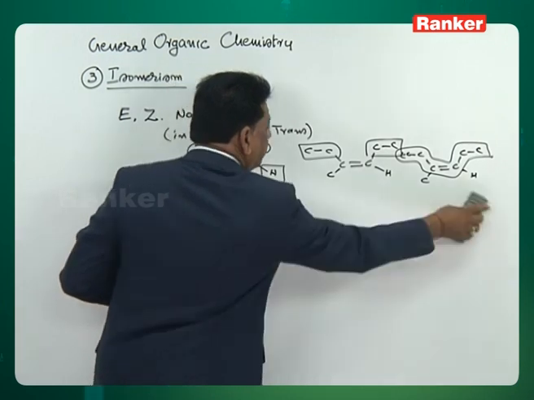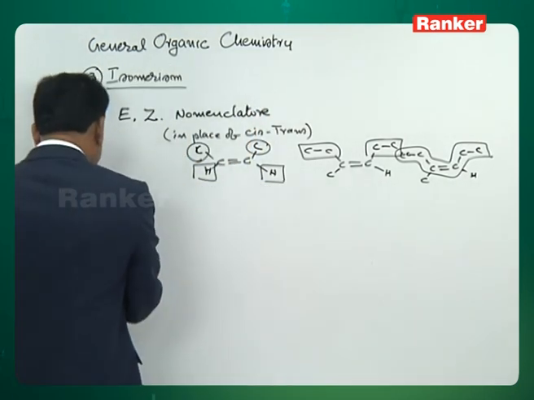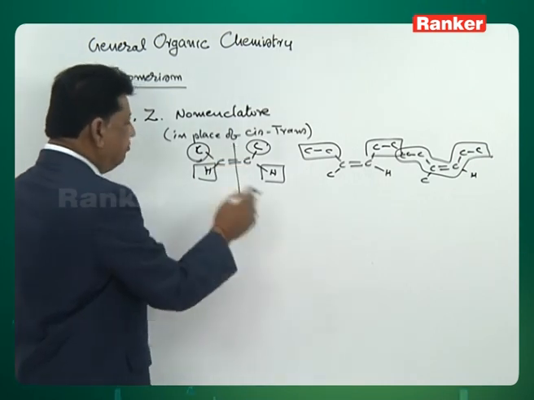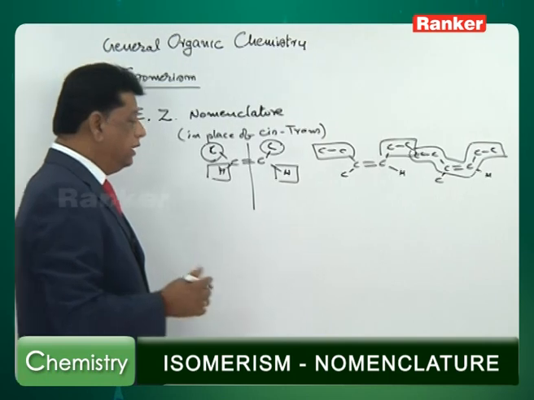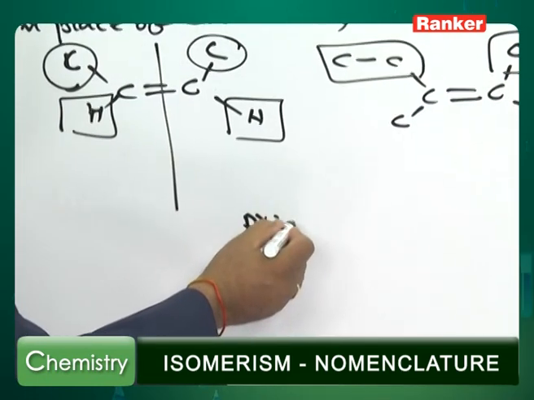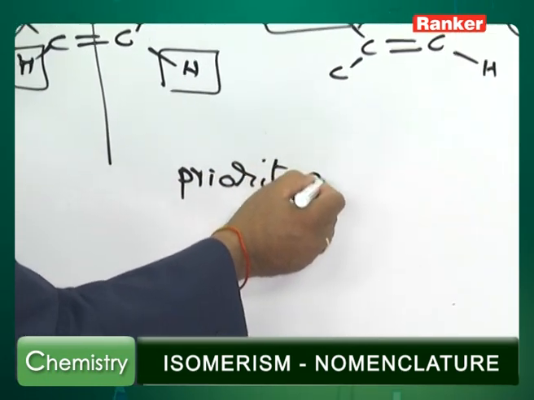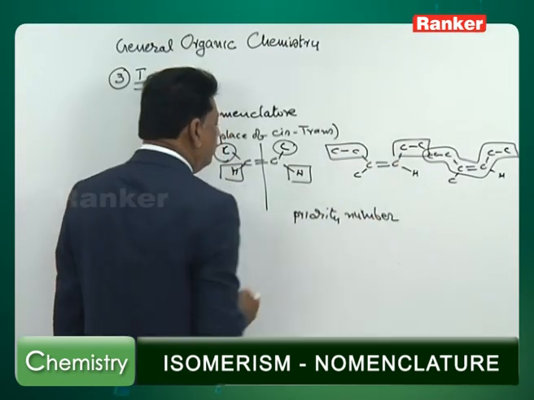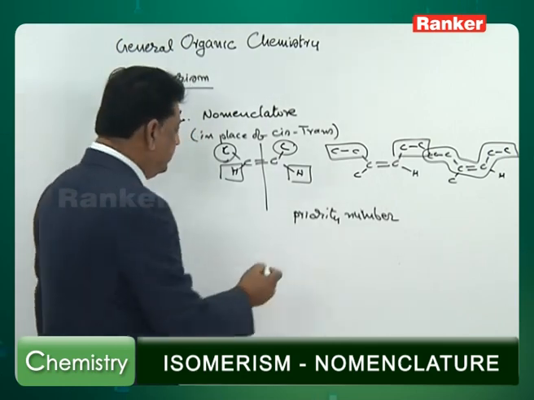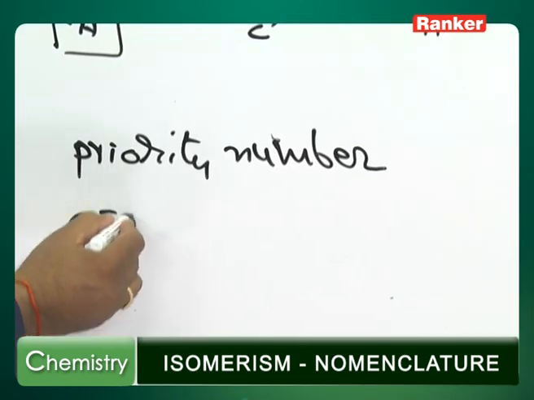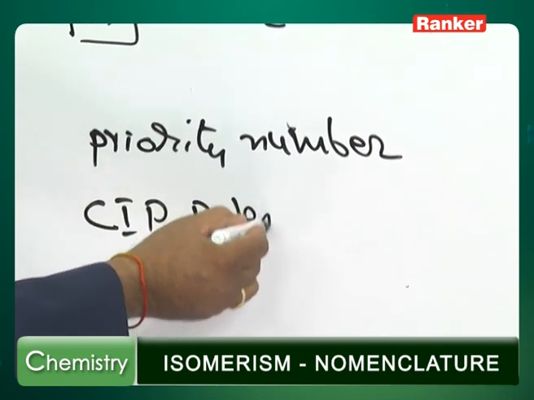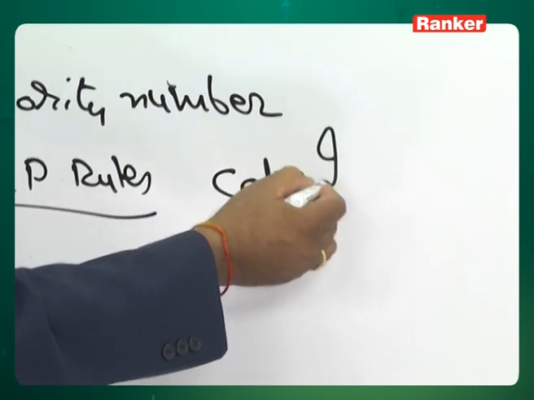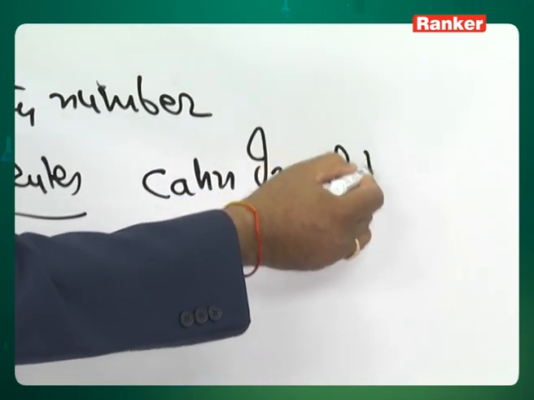Taking from the first member, in this E-Z nomenclature, the groups on the right side and the left side are individually allotted a priority number. What is this priority number? It is based on the CIP rules. These are rules given by three scientists, Cahn, Ingold and Prelog.